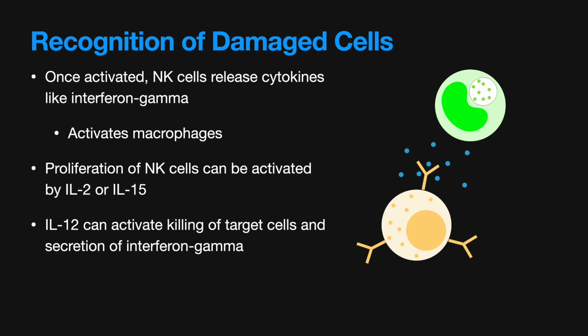Once NK cells are activated, they release cytokines like interferon gamma that help activate macrophages and other cells. NK cells can also be activated by interleukins that are produced during an immune response. For example, IL-2 and IL-15 can activate proliferation of NK cells, while IL-12 activates NK cells to begin killing target cells and secreting interferon gamma.